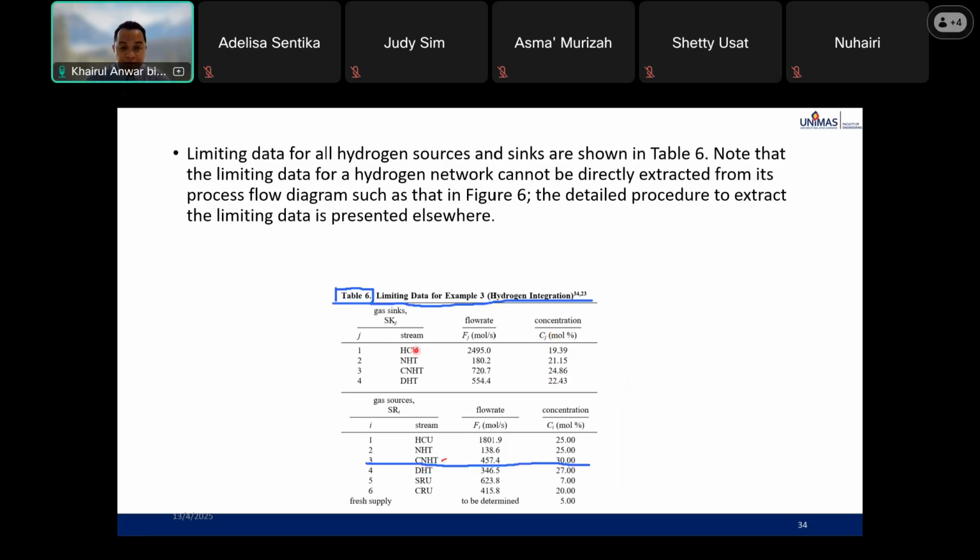So in this case, the stream, the sink here refers to HCU. You see it? It's different. How do they get the value? For the HCU, that's why I said the limiting data value cannot be directly extracted from the process, as in figure 6. The detailed procedure to extract the data is presented as well.